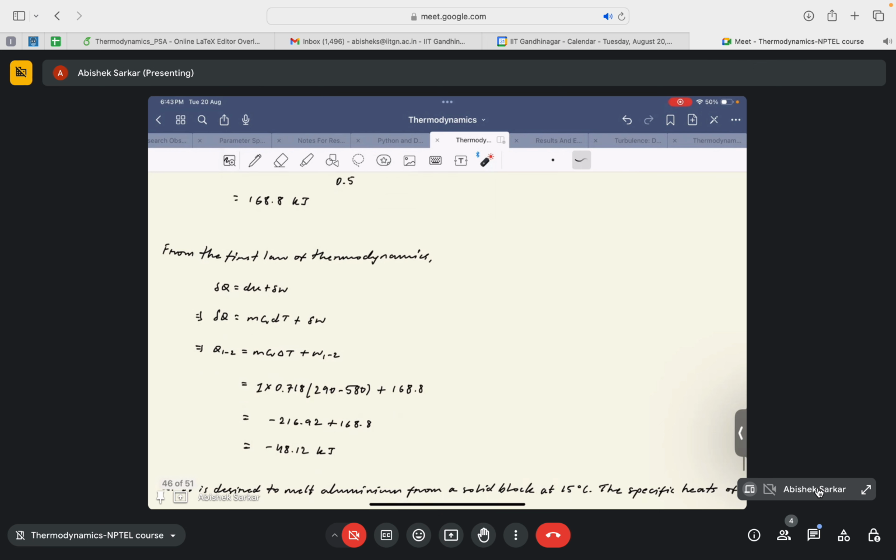Since we were already given the initial and the final temperatures, we can easily evaluate the net change in internal energy. So Q1 to 2 is 1 into 0.718, which was already given in kilojoule per kg Kelvin, then final temperature 290 minus initial temperature 580, plus 168.8, which is the net work interaction. Once we do the calculation, we get that Q1 to 2 is minus 48.12 kilojoules.